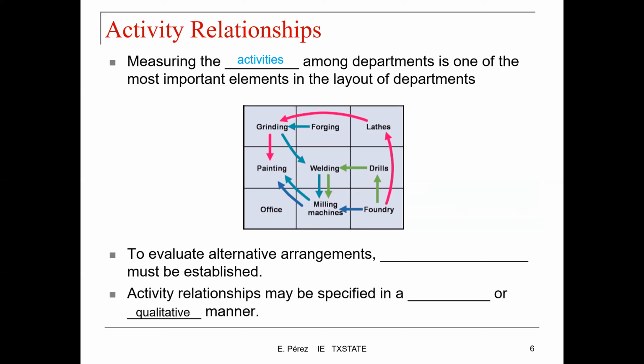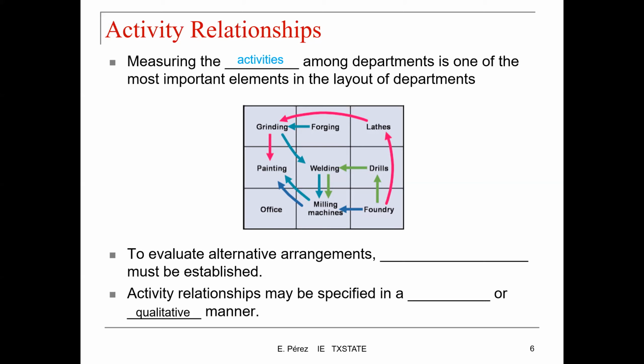We want to take into account the activities because if there's a lot of communication or if there's a lot of movement between two departments, for example, then we want to be able to locate them close. So the travel distance is minimized and also the time consumed by moving from one department to the other is also minimized. So in this figure, that's what we are trying to illustrate with the arrows and the different colors: the activities, and what the activities are that are connected to different departments.